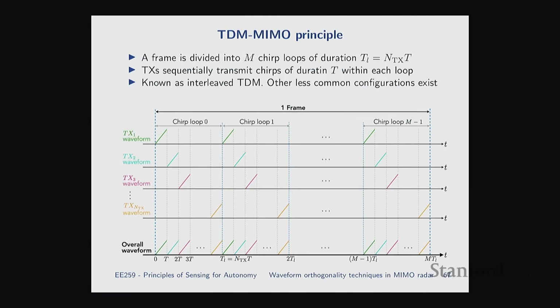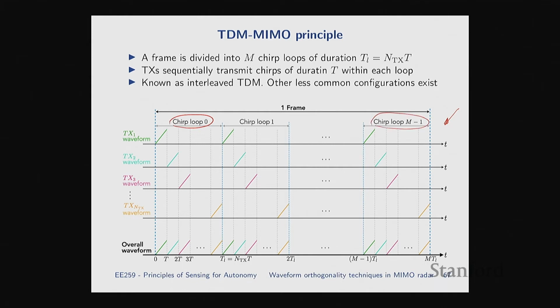So what is the TDM MIMO principle? So the TDM MIMO principle, again, is very simple. We can just look at this picture here to fully understand it. So one frame of a TDM MIMO waveform, essentially, is broken into, remember for the case of a SISO system, we had M chirps in a frame. Now we have M, what we call chirp loops, from 0 to M minus 1.